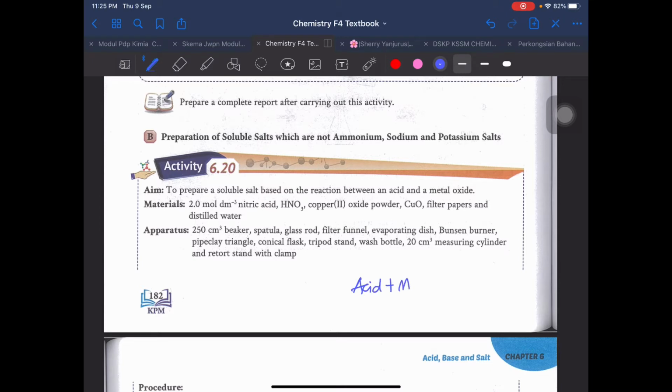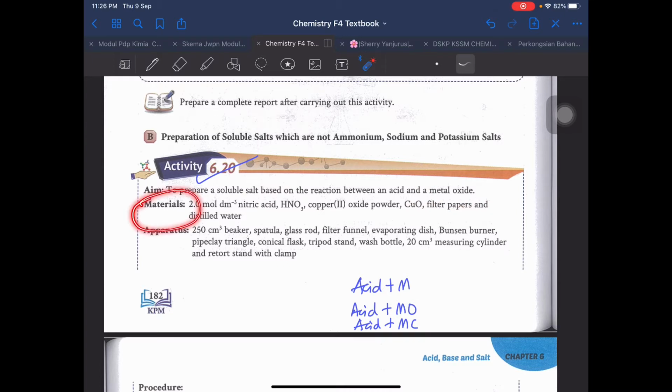Acid plus metal, acid plus metal oxide, and acid plus metal carbonate. So in this Activity 6.20, what is going to be focused on is acid and metal oxide first. Ini ya, acid and metal oxide. So, how to do that?